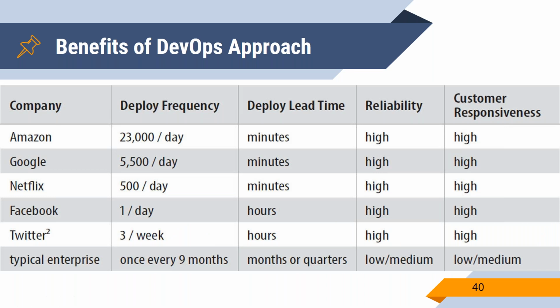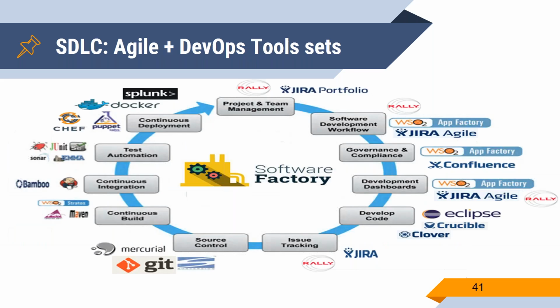And these are some of the companies using DevOps very effectively and frequently. Amazon is doing 23,000 deployments per day, and Google is doing 5,500 plus deployments per day. And Netflix, they're doing 500. Facebook, every day they are releasing features and fixing bugs. And Twitter, weekly they're doing three deployments, and others are using it frequently.